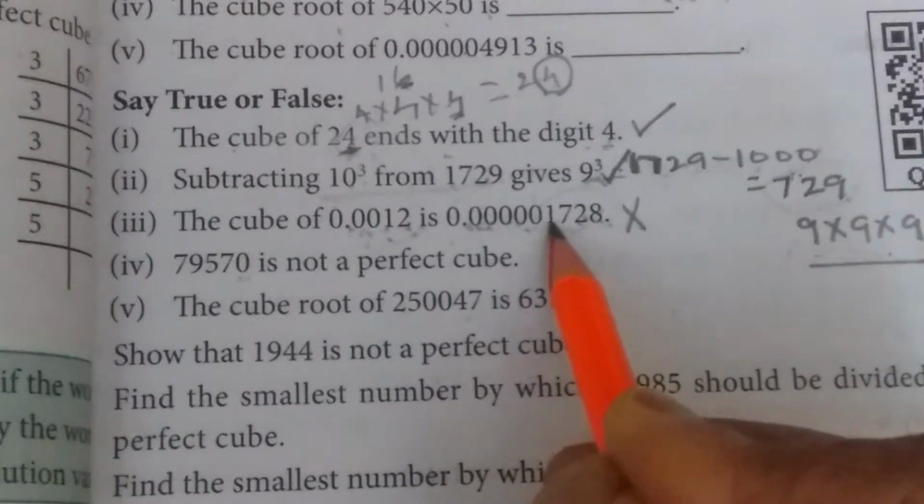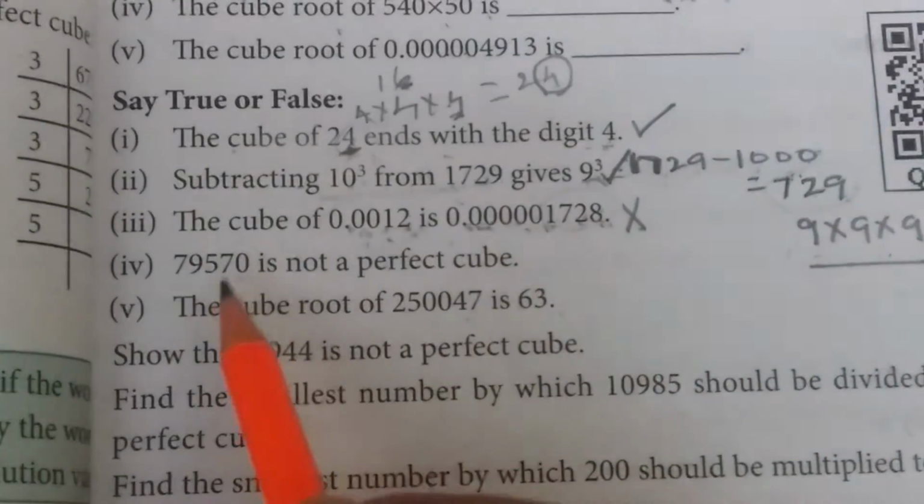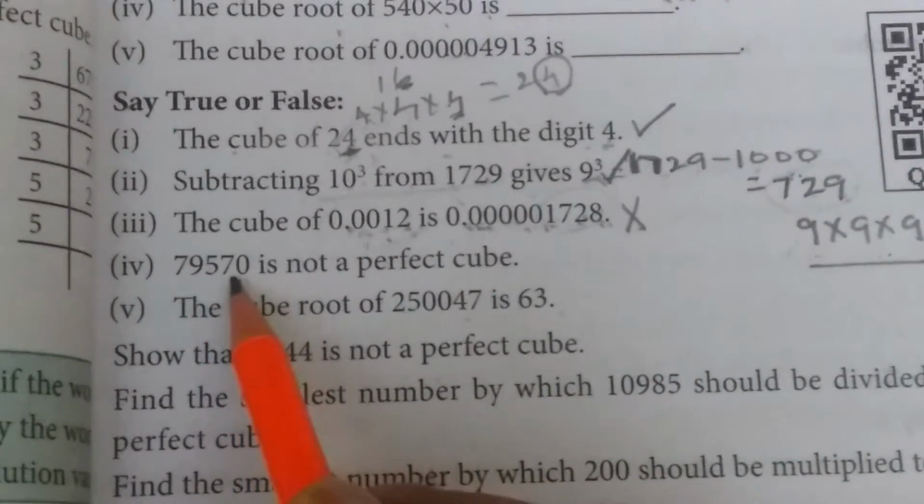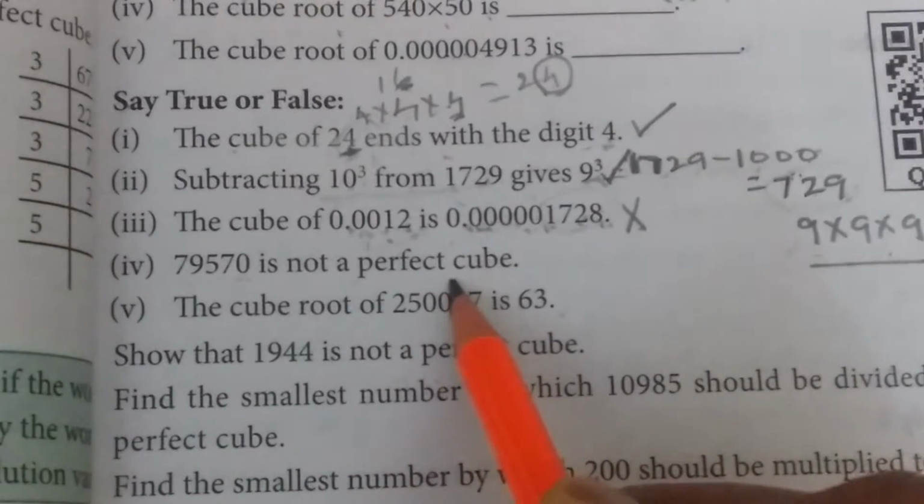There are 4 digits means you should have 8 zeros and this number. Then only it is correct. But there are only 5 zeros, so it is wrong. Then 79570 is not a perfect cube.